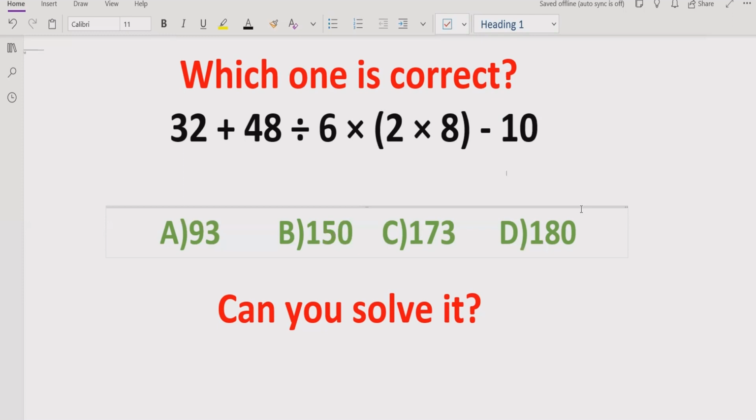Today we will solve another quiz which is related to PEMDAS and BODMAS method. It is a very simple quiz, and the expression contains the basic operations like plus, division, multiplication and subtraction. So here we have four answers in the answer list. We have to solve this using the PEMDAS and BODMAS method and see which answer is correct. So now let's move forward to the topic.